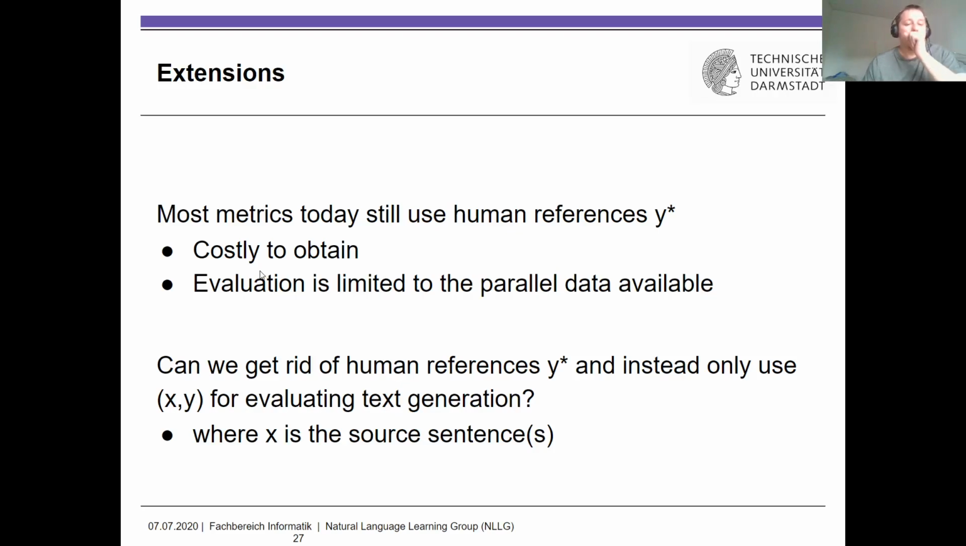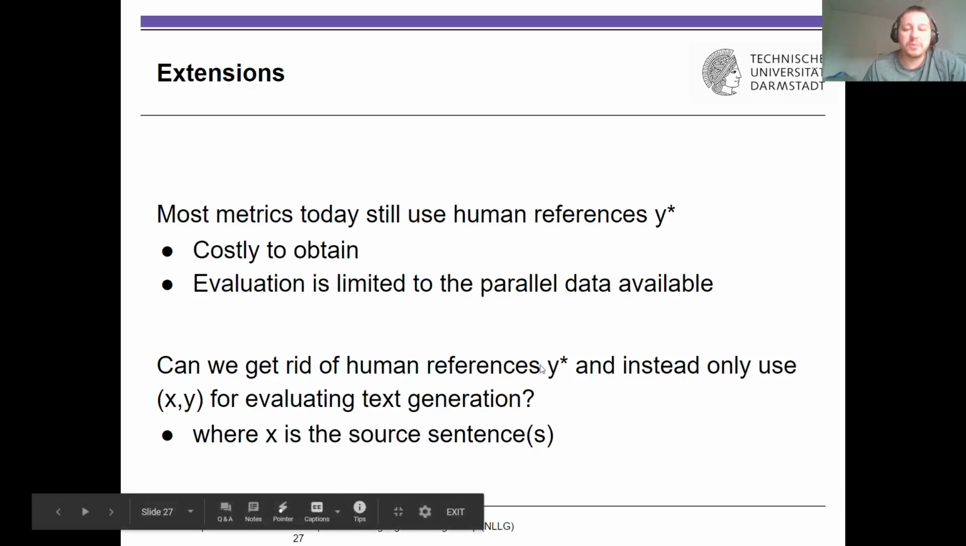And then also, the evaluation is limited to the parallel data available. So if you have 10,000 translations Y star produced by a human, then you can only evaluate on those 10,000 human translations, but not on more. So you do not really know whether your system performs also well on other domains, right? So if you evaluate just on news data, can you be sure that your system will also work well on Twitter data, right?